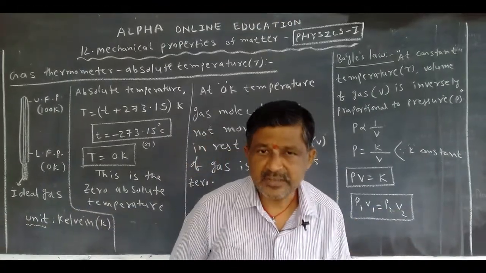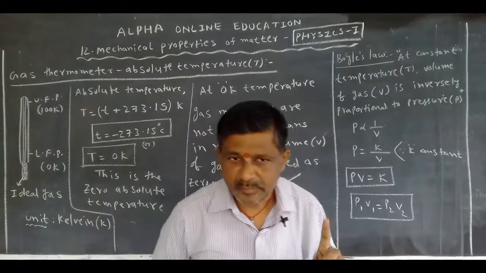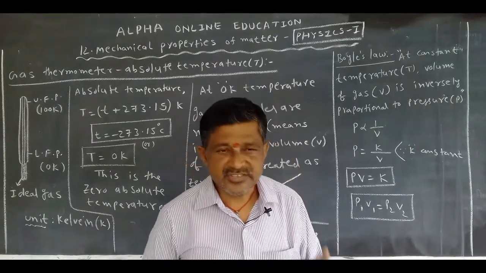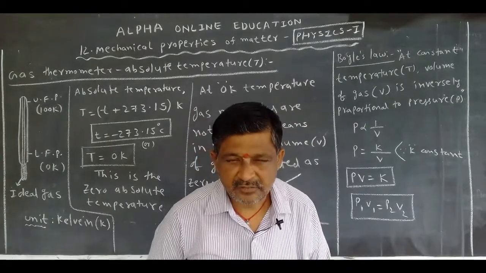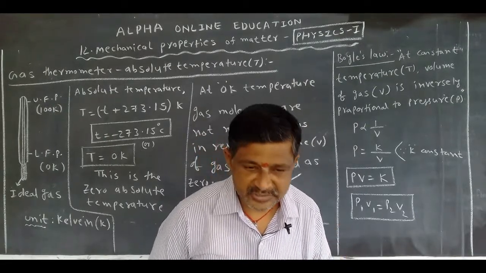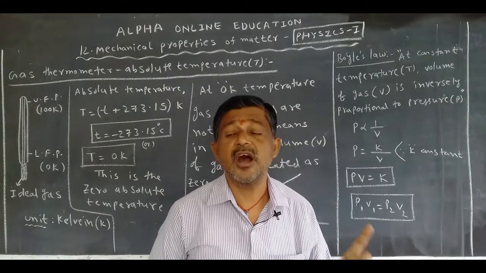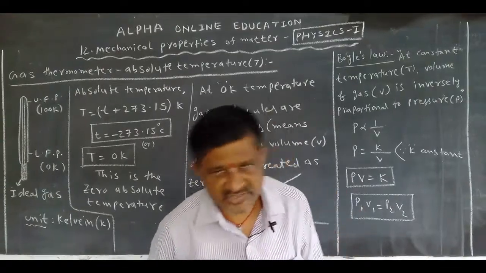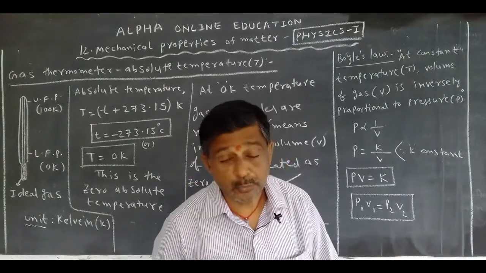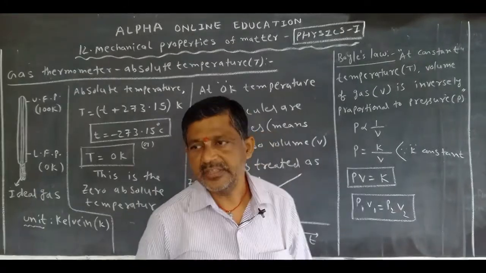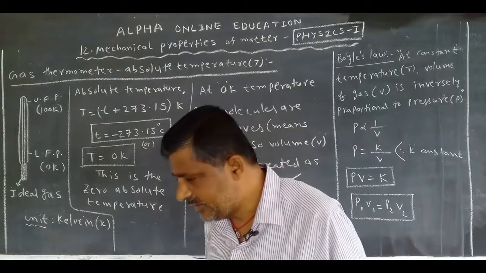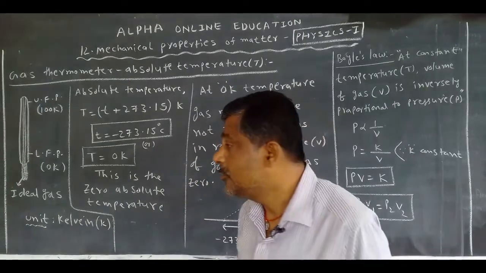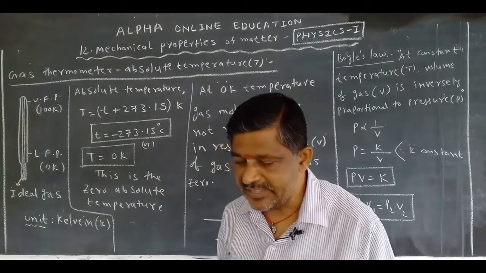All are confused about this. Once again, listen carefully. After completion of this video, you must listen once, twice or thrice carefully. What is the meaning of zero absolute temperature? At this temperature gas molecules do not move, meaning at rest. Volume is not 0, but we can treat it that way. Now, what is the absolute temperature value? Capital T is equal to 0 Kelvin, or small t is equal to minus 273.15 degrees centigrade.